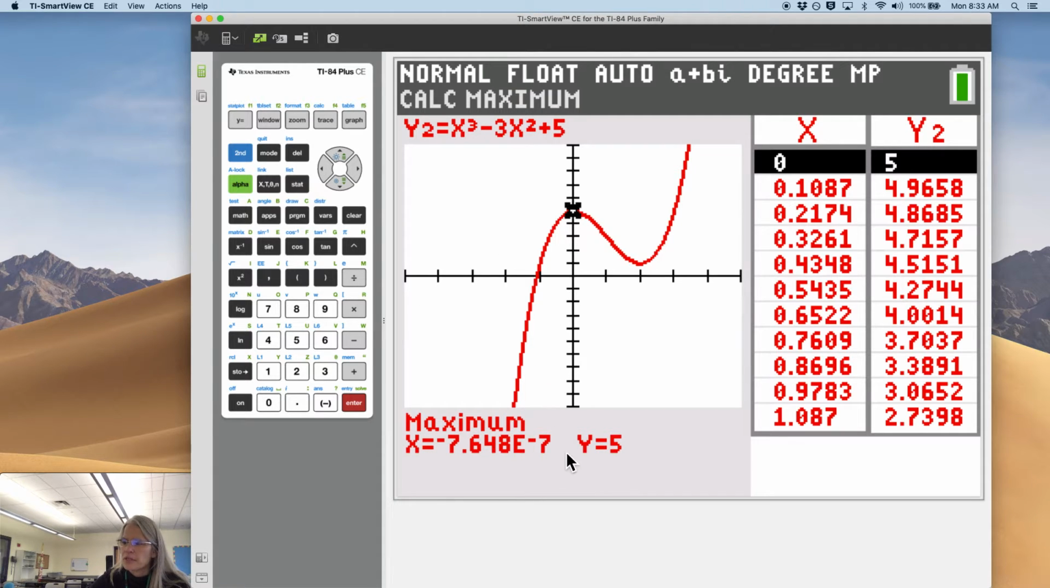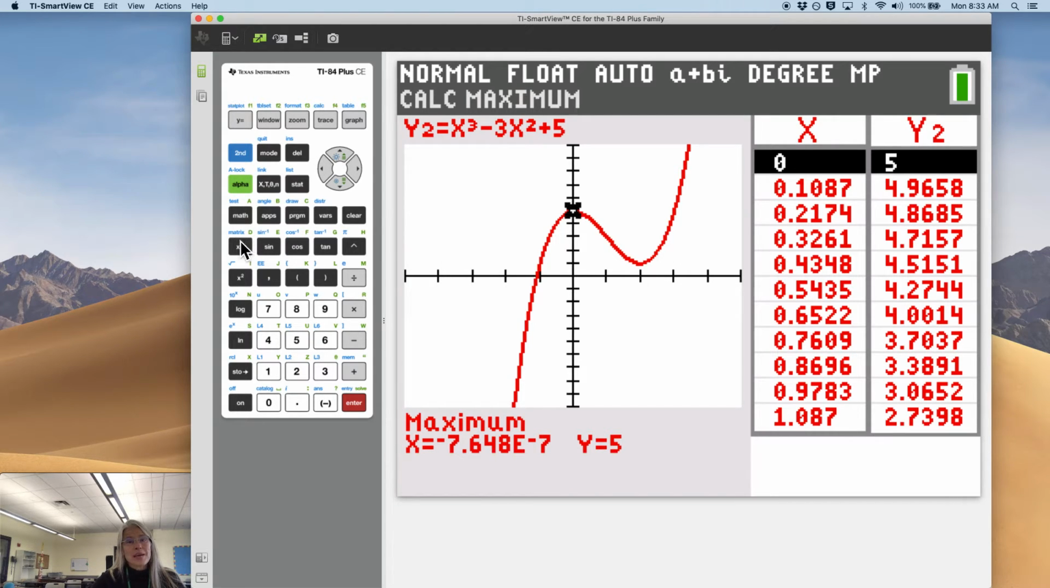Now, here's something interesting. Notice this value here, -7.648. Well, that's e to the -7. So what that means is it's -7.6 times 10 to the -7th power. And if you remember from your time with scientific notation, if you raise something to a negative power, that's going to be a really, really small number. So this is the calculator's way. Sometimes when you have a number like that, it actually means 0. And if you see here in your table, it does say that x equals 0 and y equals 5. So that's your local maximum.